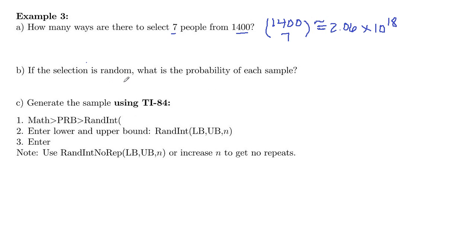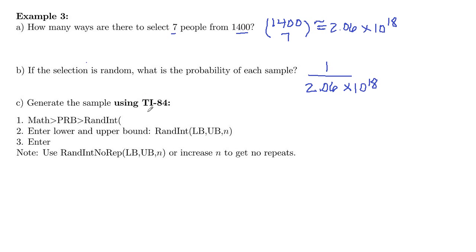If the selection is random, what's the probability of each sample? Well, with random samples, each sample is equally likely, so the chance of getting any one sample is 1 out of the total number of samples, which is the 2.06 times 10 to the 18th.